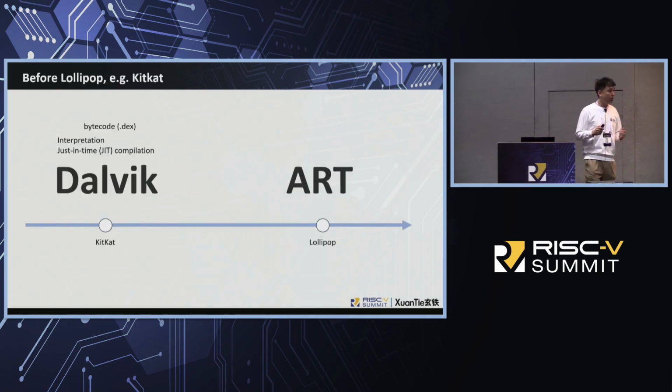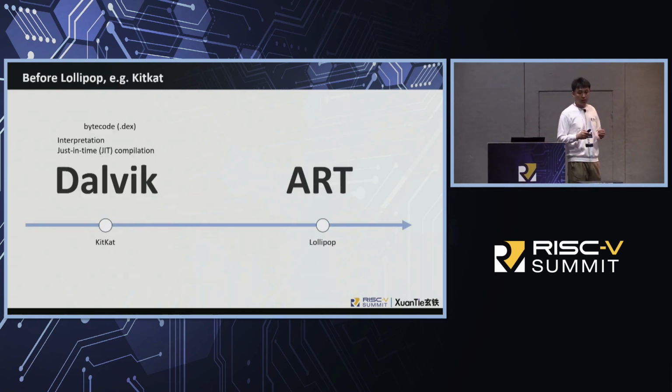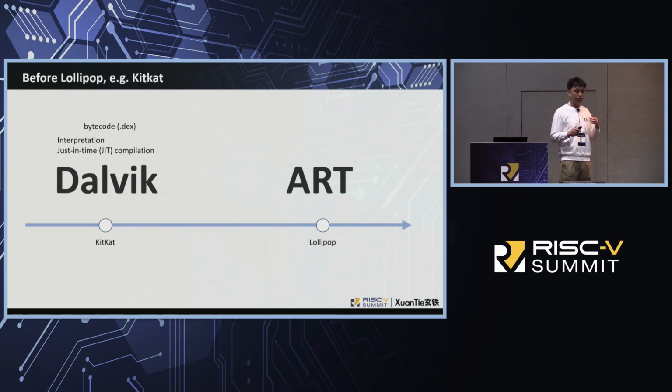Before Lollipop, there was another mechanism called Dalvik. Dalvik is a virtual machine that could directly interpret the bytecode and was improved with just-in-time compilation, short for JIT. That means it would concurrently compile the bytecode into machine code. And next, Dalvik would directly execute the machine code, just like ART behaves.